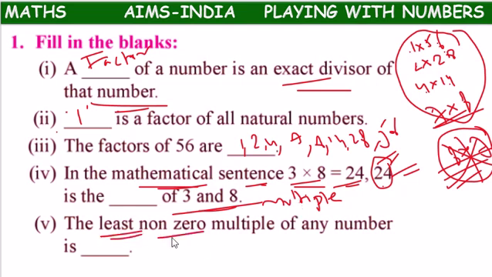The least non-zero multiple of any number is 1. Multiple of any number is 1, the least number. Because the highest number we cannot guess, it does not exist. So the least multiple is 1.